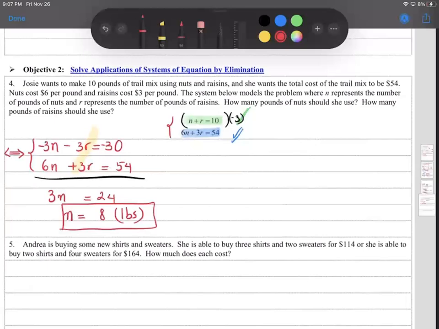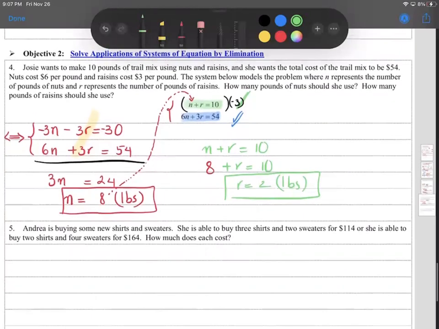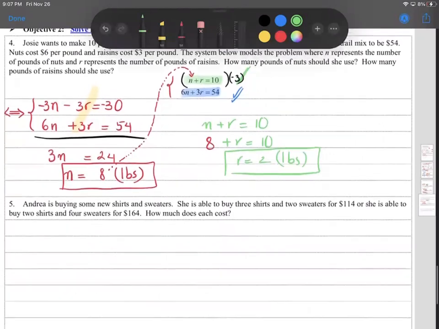Now we solve for R. I'm going to substitute 8 into the very top equation. So I have N plus R equals 10. N is 8, plus R equals 10. Subtract 8 from both sides: R equals 2 pounds. So 8 pounds of nuts and 2 pounds of raisins. You can check by plugging 8 and 2 into the system of equations above.